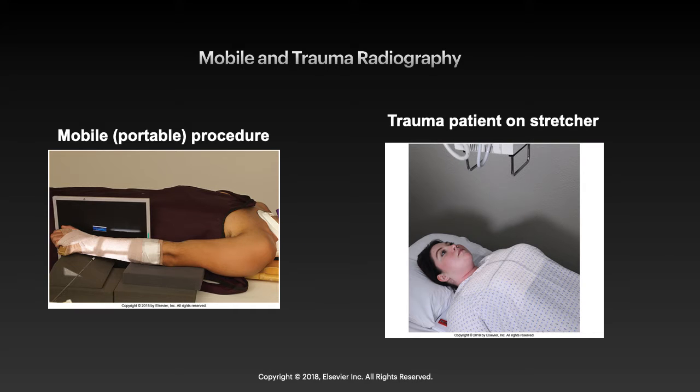Mobile and trauma radiography. On the left, you have a mobile portable procedure. This appears to be the wrist that they are imaging. And on the right, you have a trauma patient on a stretcher, and they're doing a chest x-ray with a portable machine. You can do everything portable that you can do in the actual room. The images aren't nearly as nice as what you would see in the room, but it is doable.